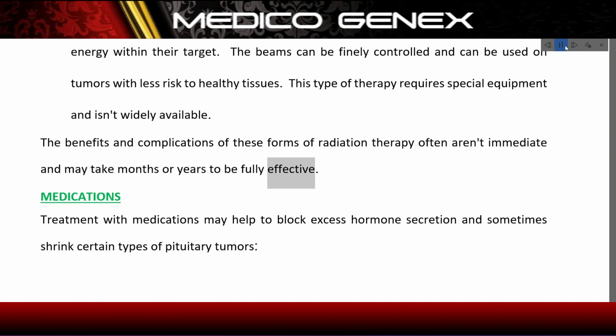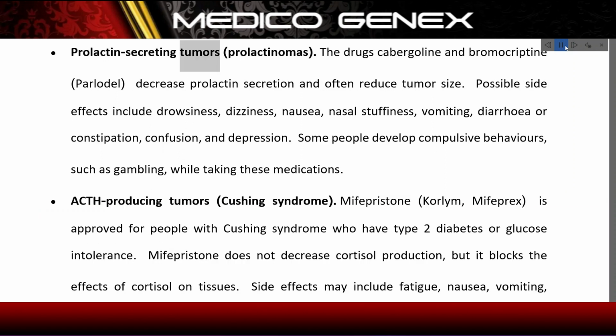Medications. Treatment with medications may help to block excess hormone secretion and sometimes shrink certain types of pituitary tumors. Prolactin-secreting tumors, prolactinomas. The drugs cabergoline and bromocriptine, Parlodel, decrease prolactin secretion and often reduce tumor size. Possible side effects include drowsiness, dizziness, nausea, nasal stuffiness, vomiting, diarrhea or constipation, confusion, and depression. Some people develop compulsive behaviors, such as gambling, while taking these medications.